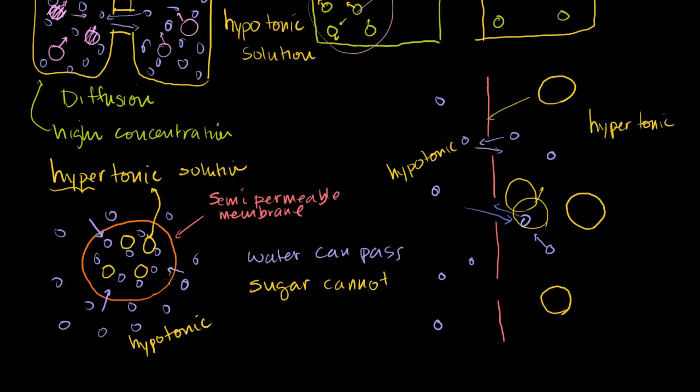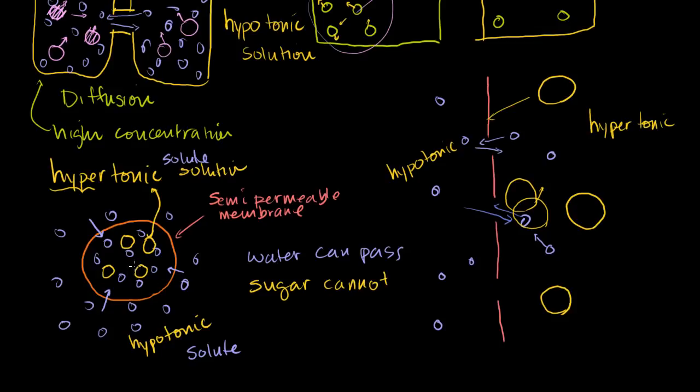And so this is kind of interesting. We have the solvent flowing from a hypotonic solution to a hypertonic solution. But it's only hypotonic and hypertonic when you talk about the solute. But if you flip it the other way, if you view sugar as the solvent, then you could say we're going from a high concentration of water to a low concentration of water. I don't want to confuse you too much. This is what tends to confuse people.